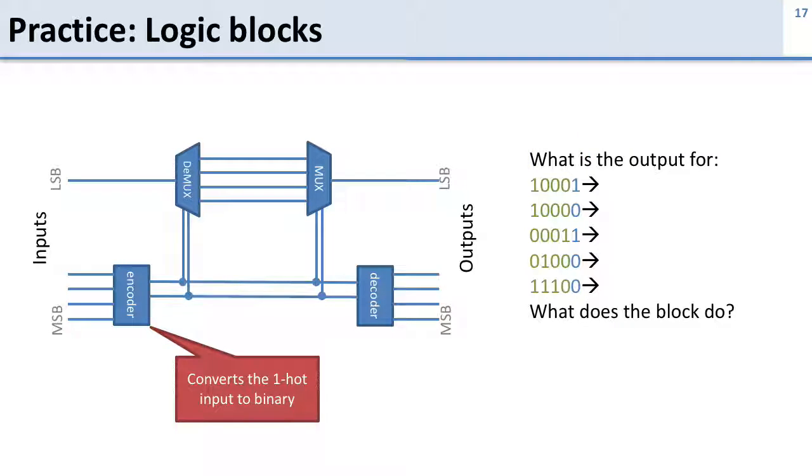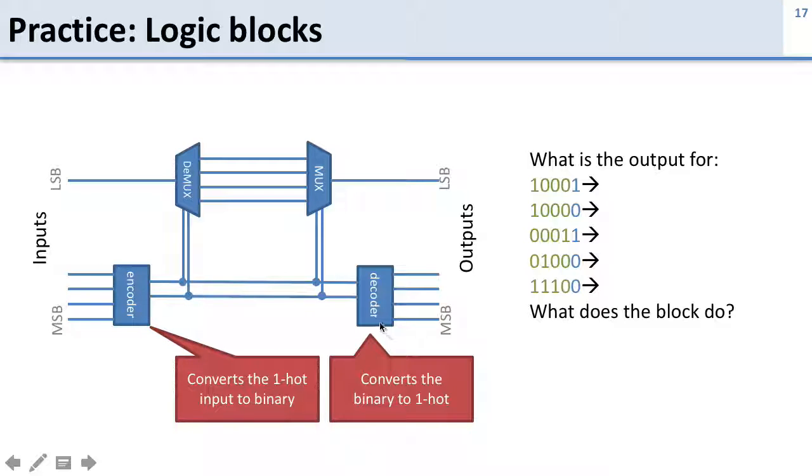Okay, so let's walk through what happens here. So this encoder is going to convert this one hot input into a binary value, and this decoder is going to convert that same binary value back to a one hot output. So what we're going to see here is we're going to take a one hot value here, convert it into binary, and convert it back to one hot. So this output is going to be the same as the input.